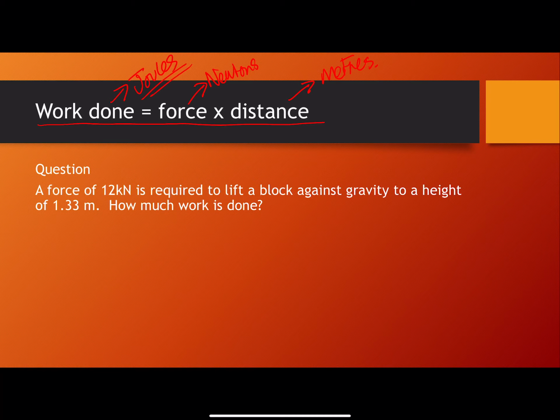So a force of 12 kilonewtons. So first of all, I need to change the force to the correct units. So 12 kilonewtons, if you remember before, is 12 times 10 to the 3, which is 12,000 newtons. And the other unit there, you'll see, is already correct. So work done equals force times distance, which equals 12,000 times 1.33.